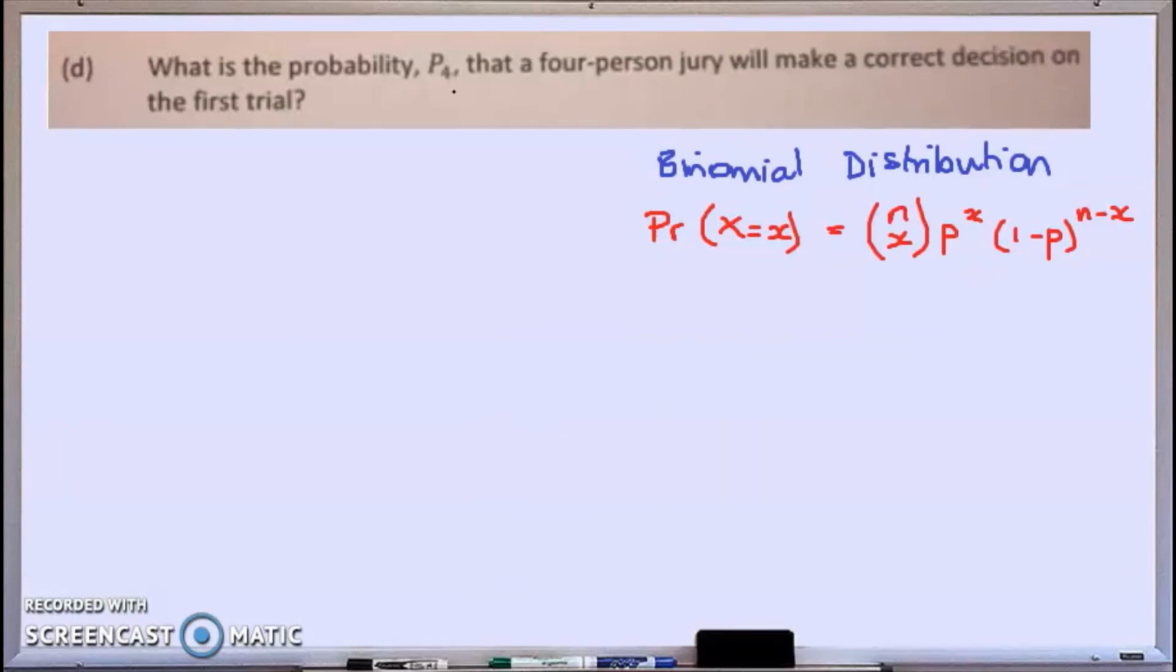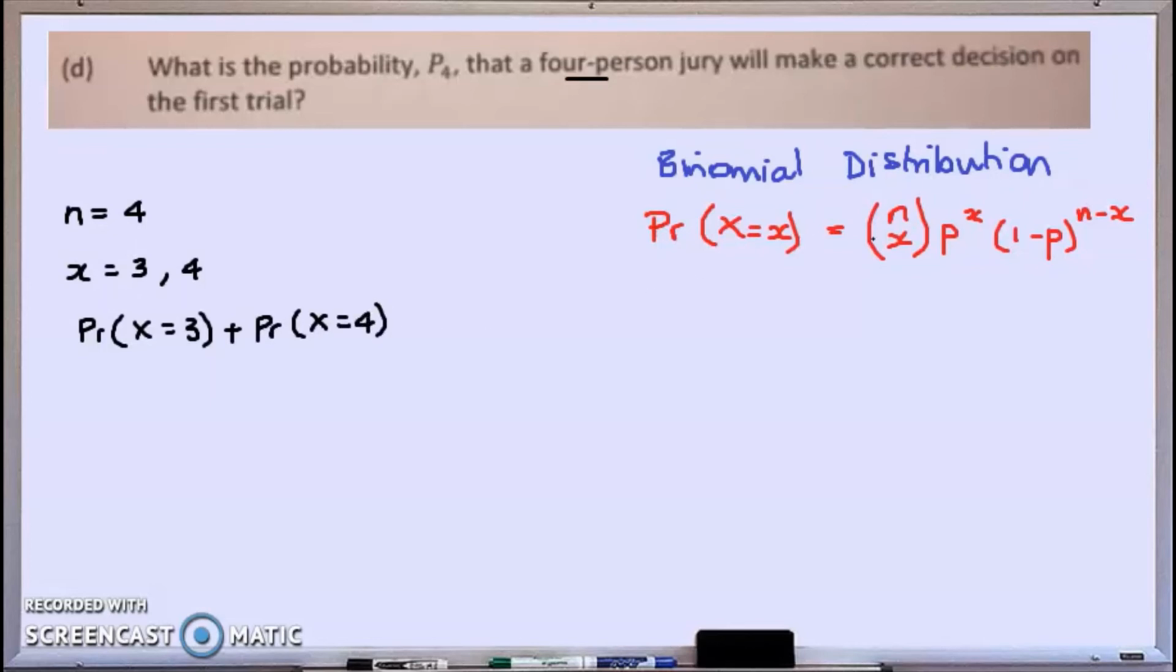Now we're going to have a look at the performance of a 4-person jury. That means I have n equaling 4. The number of trials is 4. Now for them to make a correct decision, I need 3 of them to be correct or 4 of them to be correct, because 2 people will make for a hung jury and therefore it would need to be redone, and 0 or 1 would make an incorrect decision. So this is what I'm looking for. Ultimately, I'm looking for the probability that x equals 3 plus the probability that x equals 4.